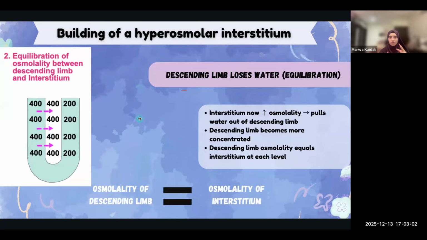You don't need to know the little details of why and how and everything. Just know it's like straight facts. Water is going to be reabsorbed, and we're going to have an equilibrium from both sides.